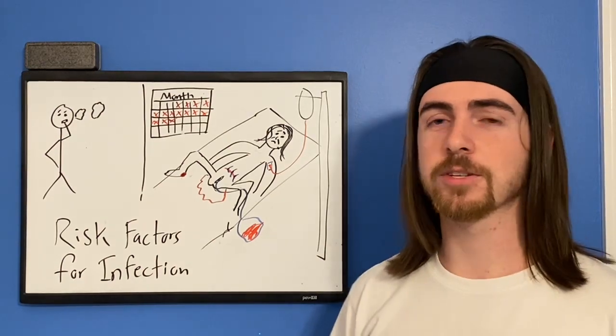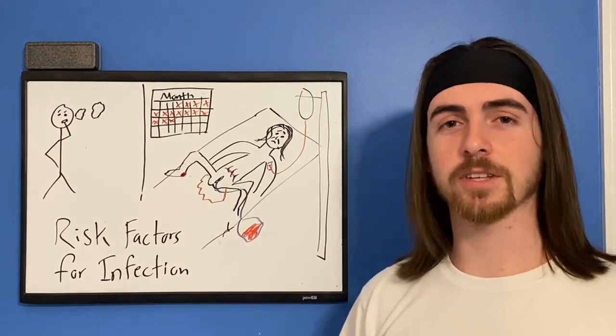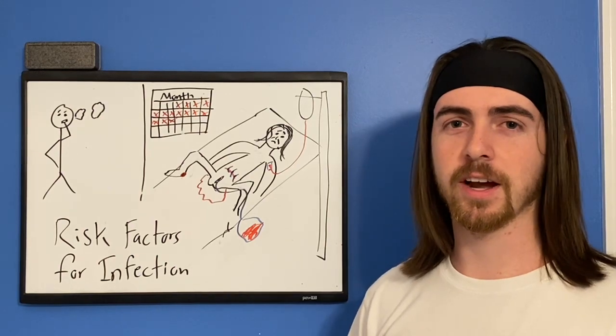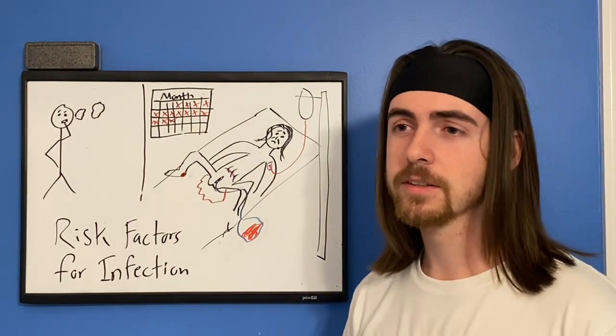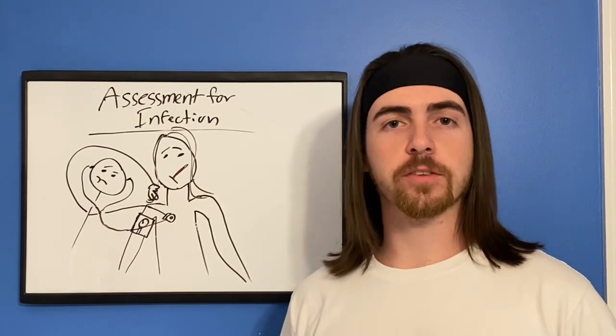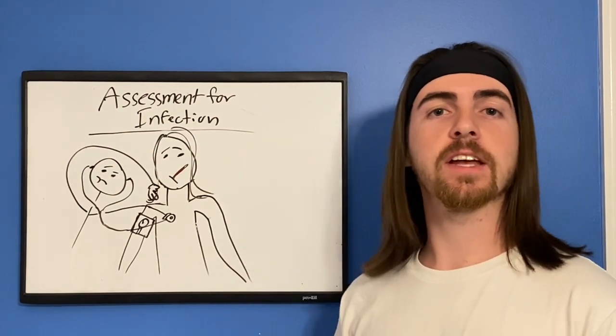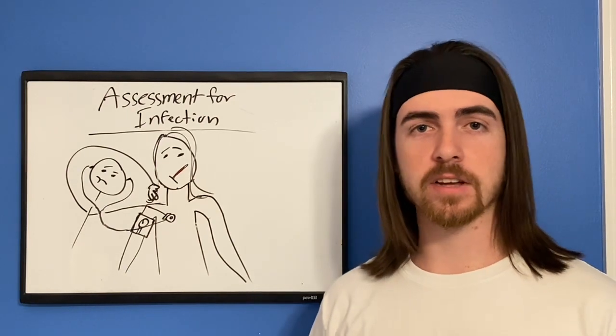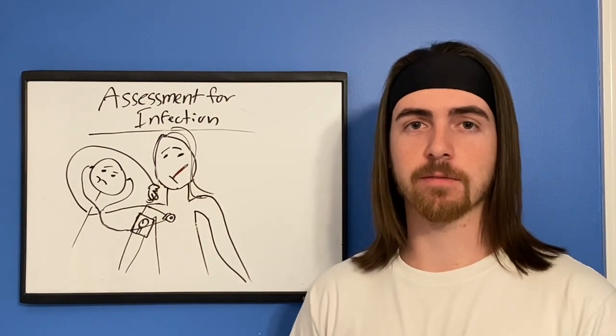I almost forgot to mention, she's got an abdominal surgical site. Also puts her at a heightened risk for infection. So now that we have an idea of what risk factors for infection look like, let's take a look at how we can assess for additional signs of infection.